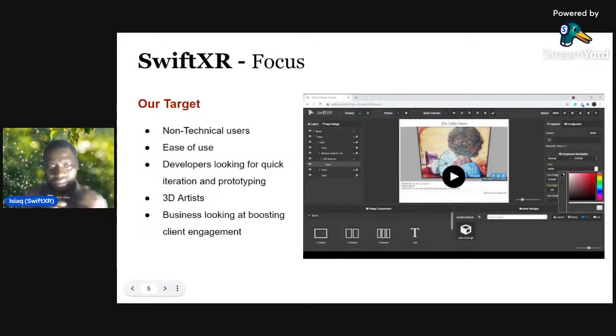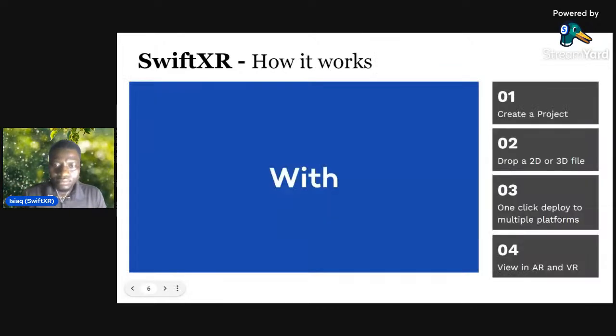So developers, 3D artists, and businesses that want to boost their client engagement. Instead of sharing 2D pictures of what you want to sell or what you want your users to see, if you have a 3D model of this, your users are able to look at it around, from different sides, and they are able to immediately consume what that looks like. And even more, they can bring it to their environments, which is pretty cool.